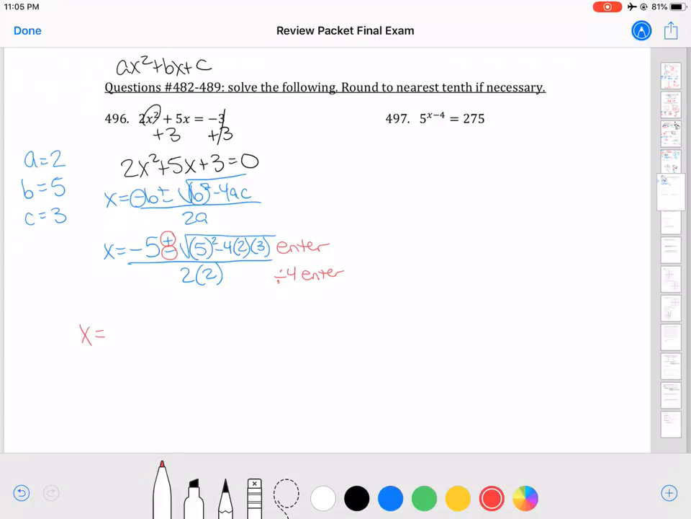Take a second to do that. You can pause the video if you need more time. When you plug it in with the plus, you should get negative 1. When you plug it in with the minus, you should get negative 1.5. If you don't get those, try plugging it in your calculator again.